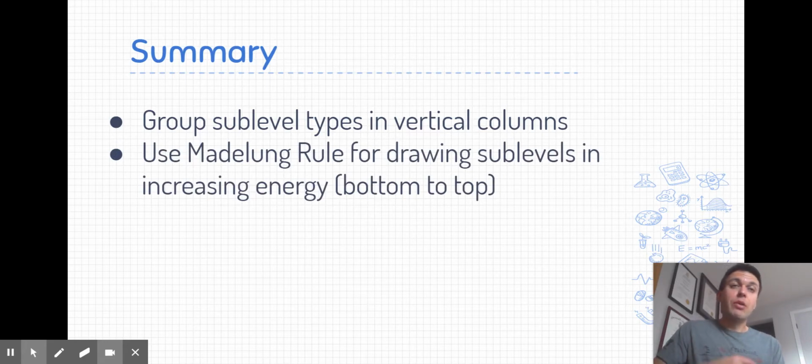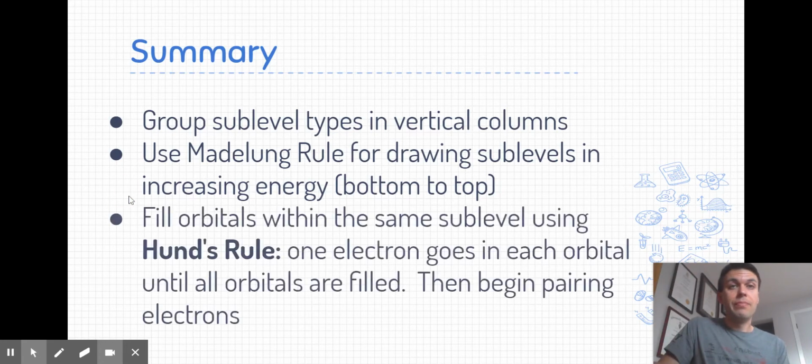Next, we use our rules that we've learned, or technically the Madelung rule, for drawing sublevels from increasing energy. So 1s first, then 2s, then 2p, then 3s, then 3p, and so on and so forth. Orbitals at the same sublevel all have the same amount of energy. So we needed a rule for distributing those electrons, and that was Hund's rule.